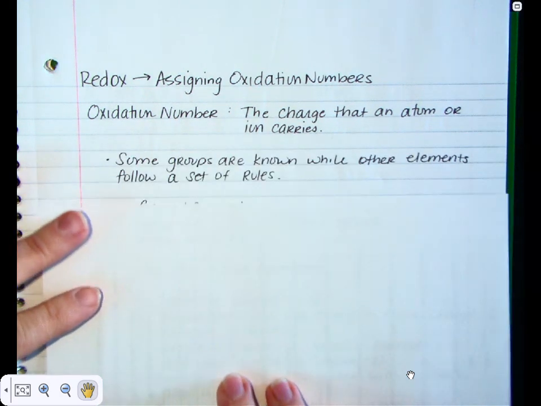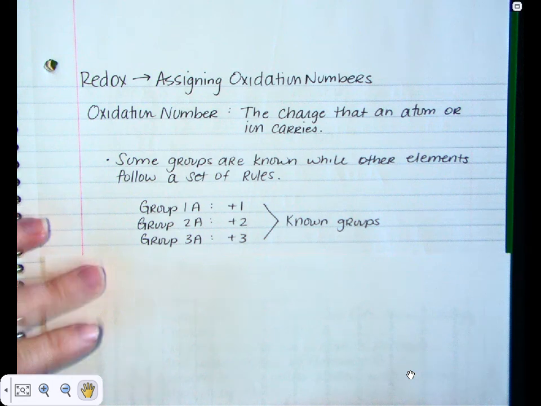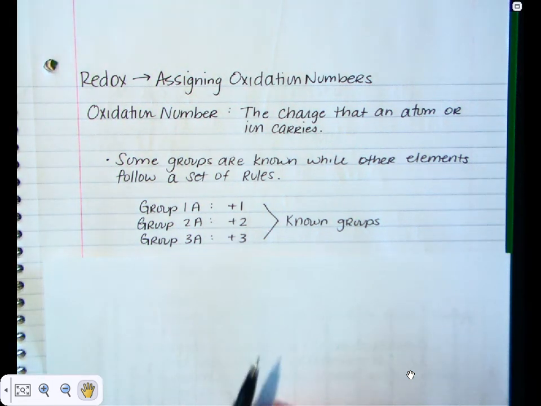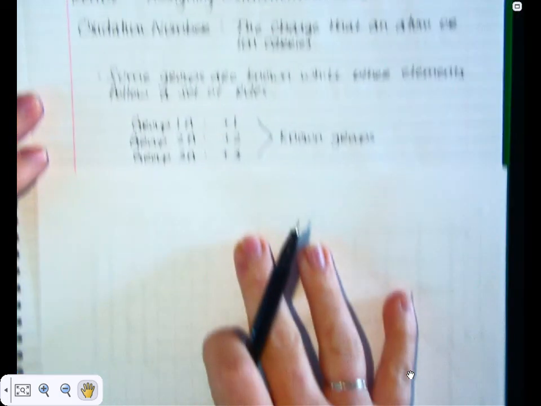So some of the groups on the periodic table, we know what the oxidation number is, and we know what those are always going to be. So for example, group 1A is going to be +1, group 2A is going to be +2, group 3A is going to be +3. For anything else, we have a list of rules to follow.